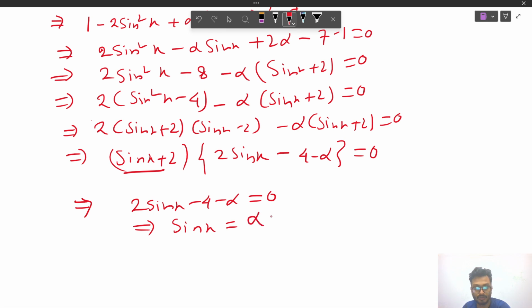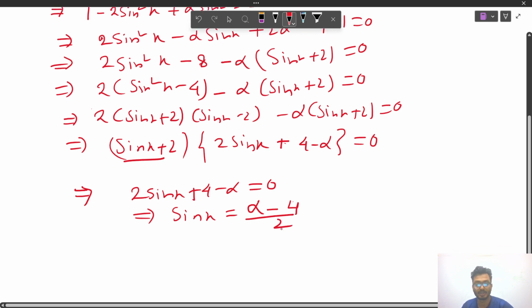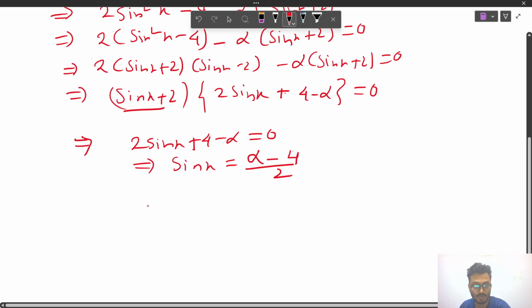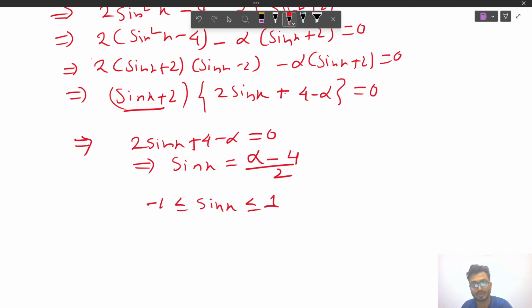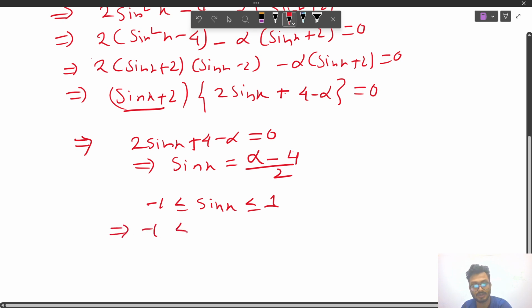This implies that sin x equals alpha minus 4 by 2. Now we know that minus 1 is less than or equal to sin x, which is less than or equal to 1, so this implies that minus 1 is less than or equal to alpha minus 4 by 2, which is less than or equal to 1.